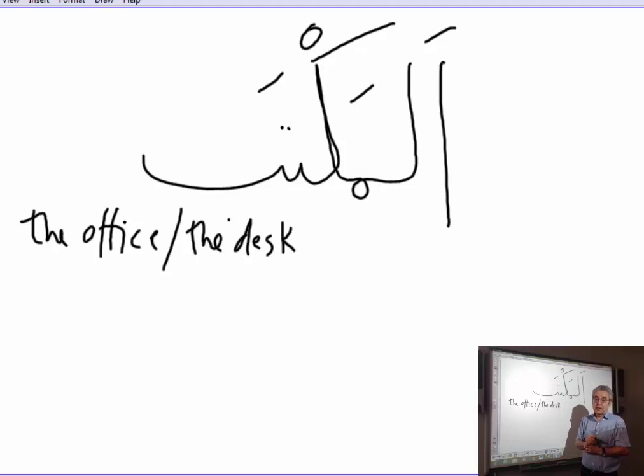Is it a sun letter or is it not? The answer is no, not a sun letter, because we pronounce the lam. And meem, as you remember, is a lip letter. Only the tongue letters are sun letters, where we don't pronounce the L. We put shadda instead. We pronounce the letter twice. Al-Maktab. Next word.